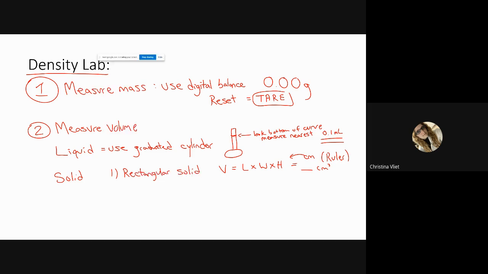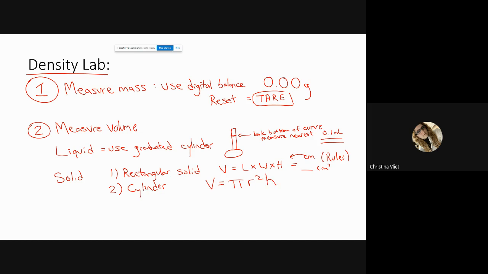The second type of solid is a cylinder. So you'll be measuring the volume of a cylinder today. And the cylinder is a rubber stopper. You'll want to write down a formula for this. When you get to the rubber stopper, this is the formula you need for volume: volume equals pi r squared h.